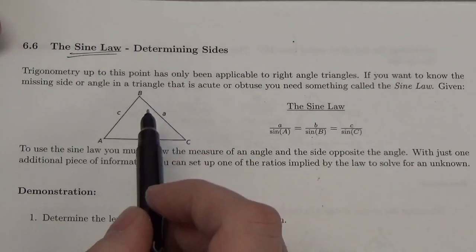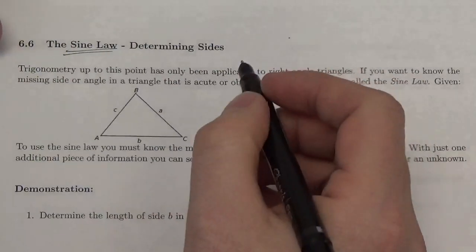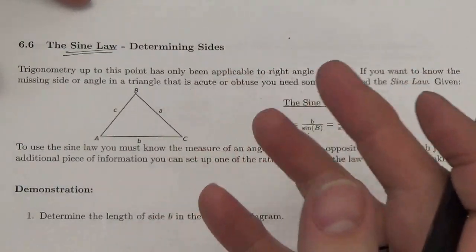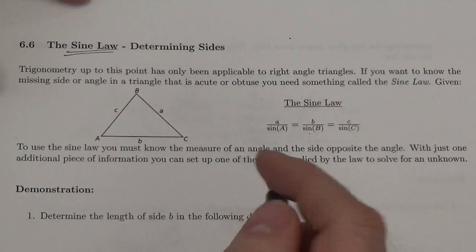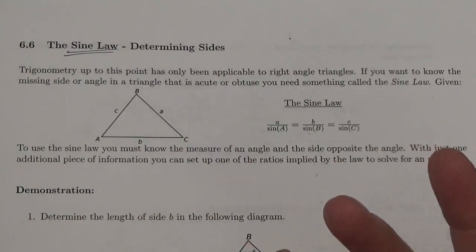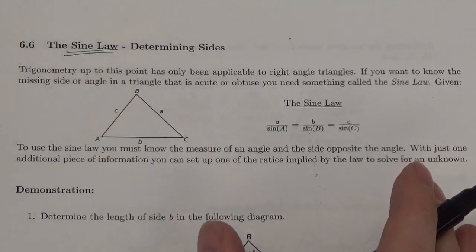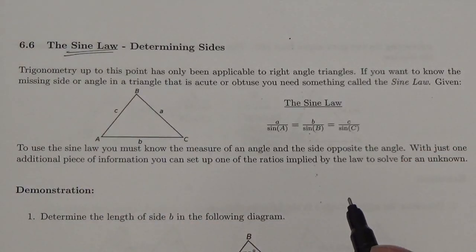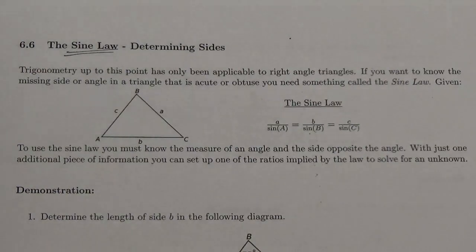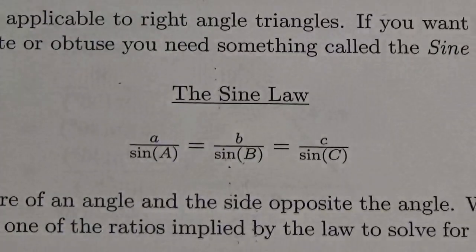So you take a look at your right angle triangle here, and the point is that this particular rule works for triangles that don't need to be right angle triangles. They can be acute triangles, they can be obtuse triangles, it doesn't matter. The sine law works. But the sine law needs a very specific setup for it to work. And here is the sine law. I'm going to zoom in for you right here.